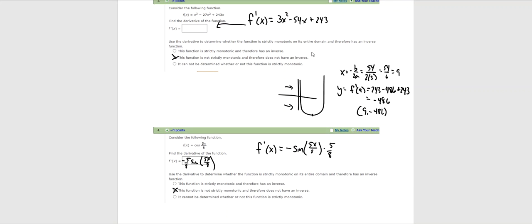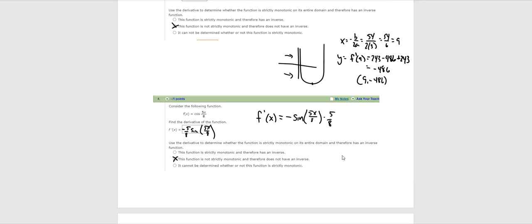All right. Once you find the derivative, is the derivative always positive or always negative? If no, then it's not strictly monotonic.